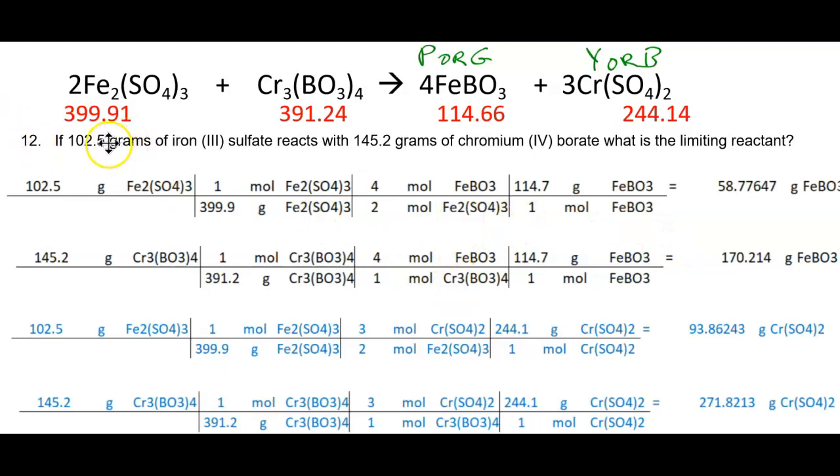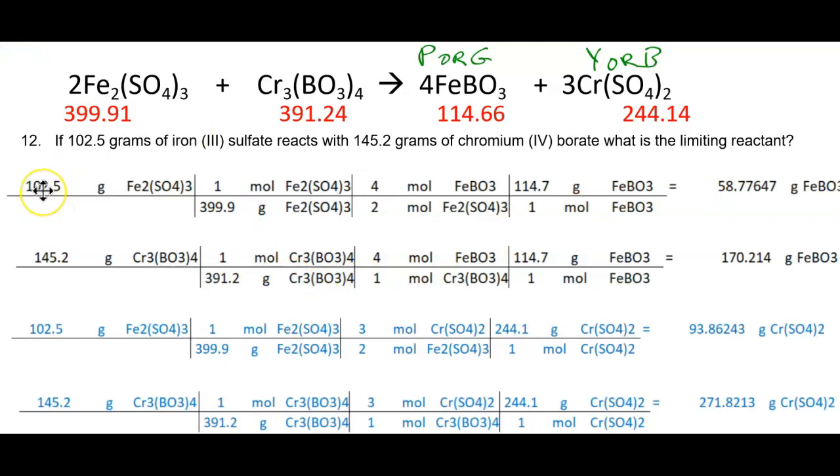You would take each reactant, 102.5 grams of iron sulfate and 145 grams of chromium borate, and take it to the same comparison point. Take it to the same product. So I would either take my two starts and take it to this product, iron borate, or I would take my same two starts and take it to chromium sulfate, the other product. So you wouldn't do both, you do one or the other. But to model that it doesn't matter which one, I've done all of these for you.